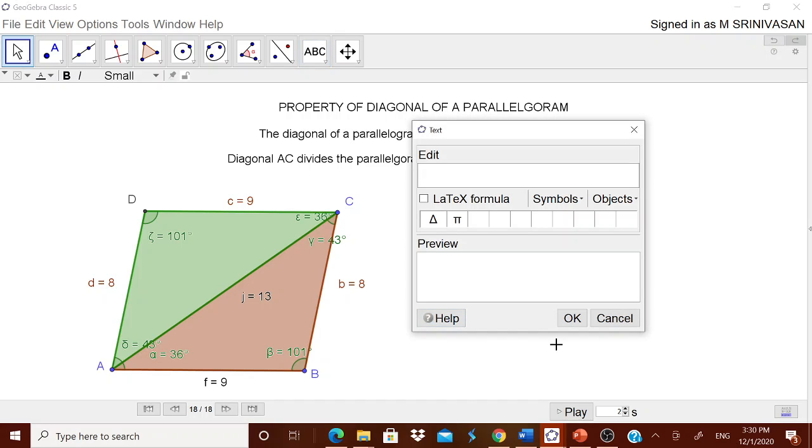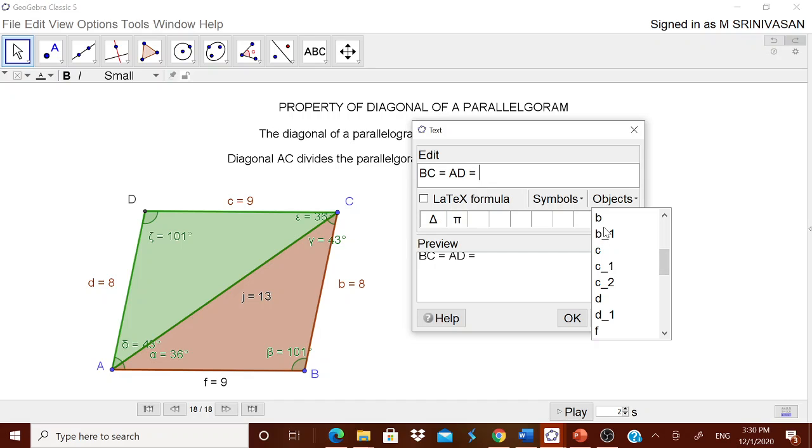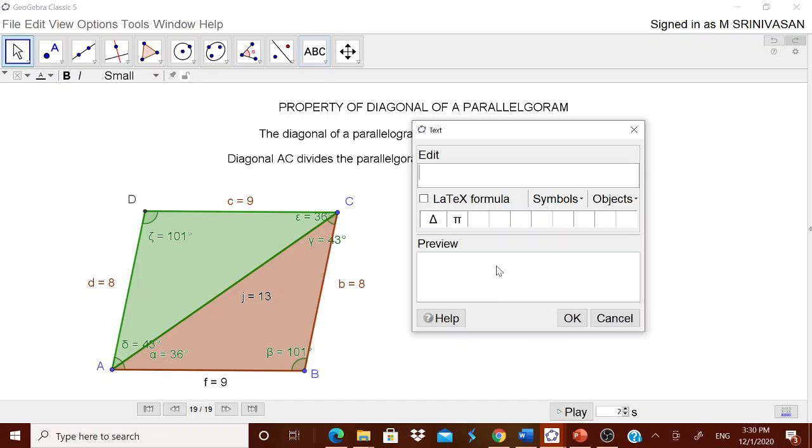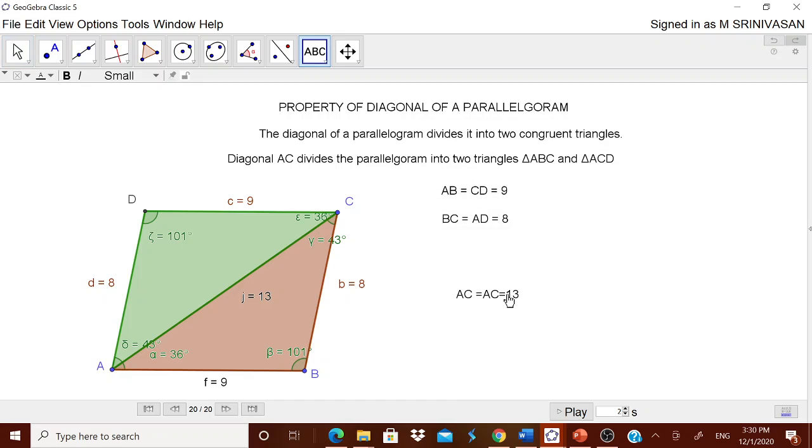Okay, another one. Well, let us go back to BC. BC is equal to AD, now from that object you can take B, because B is there, therefore both of them are 8 and 8, therefore okay, I got it here. Okay, now again in the text box I can say both are having AC as common. AC is equal to AC, it is coming as J, therefore okay. Therefore you got the corresponding sides are equal.